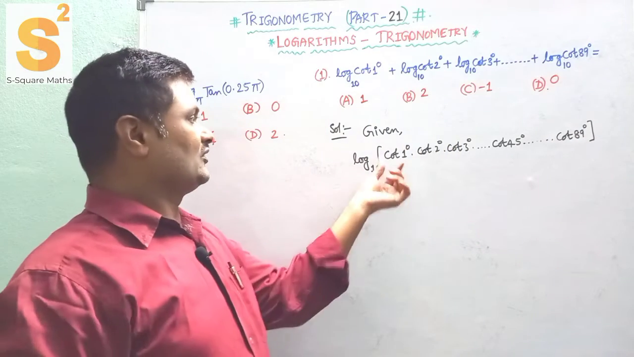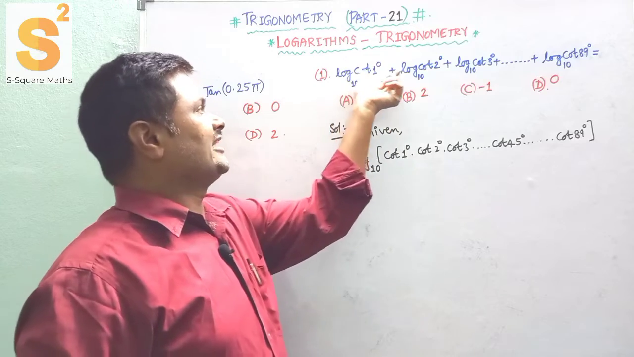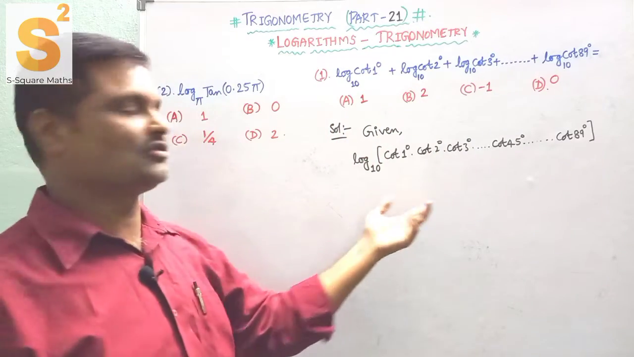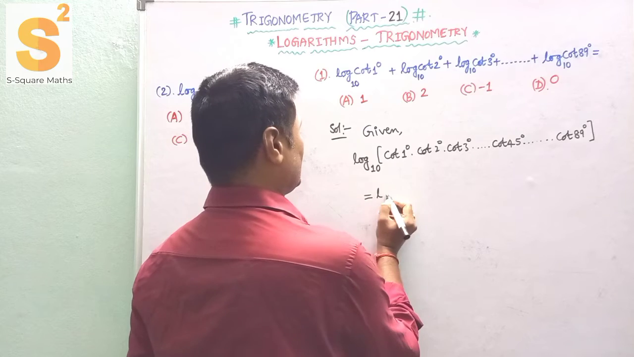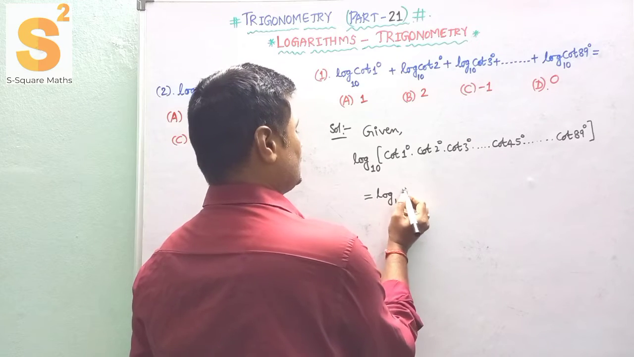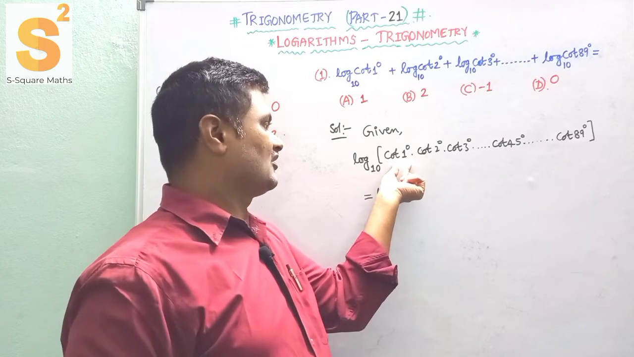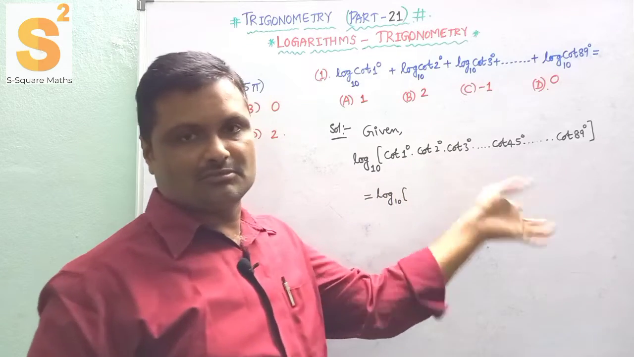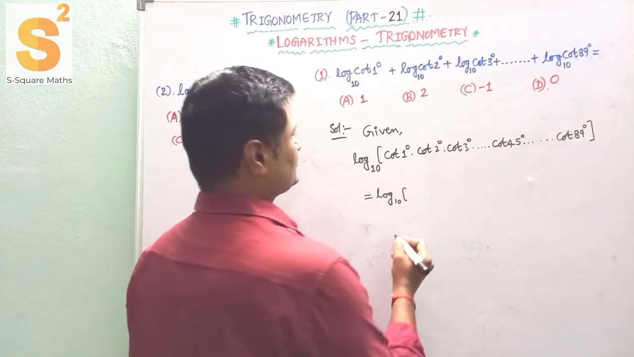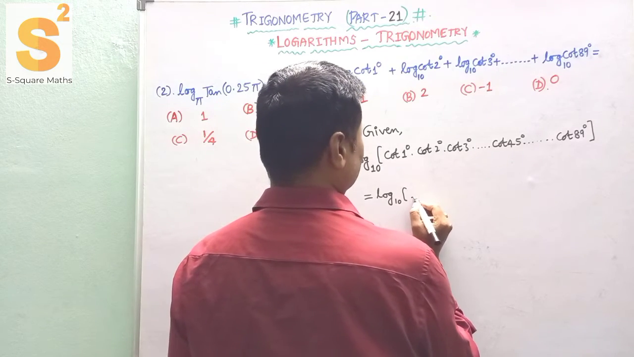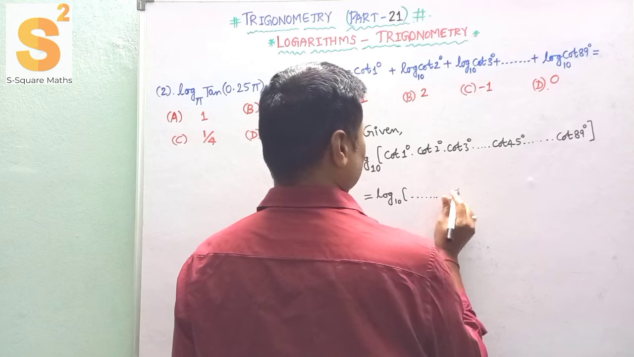So here log a plus log b plus log c so on is log abc etc. Now here log to the base 10. So after this you may panic, because we don't know the value of log cot 1 degree, cot 2 degrees, but even though no problem. So now I can write here.